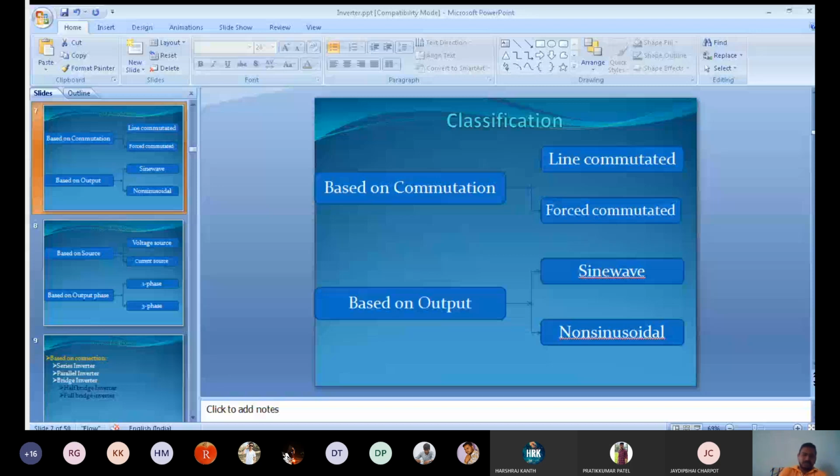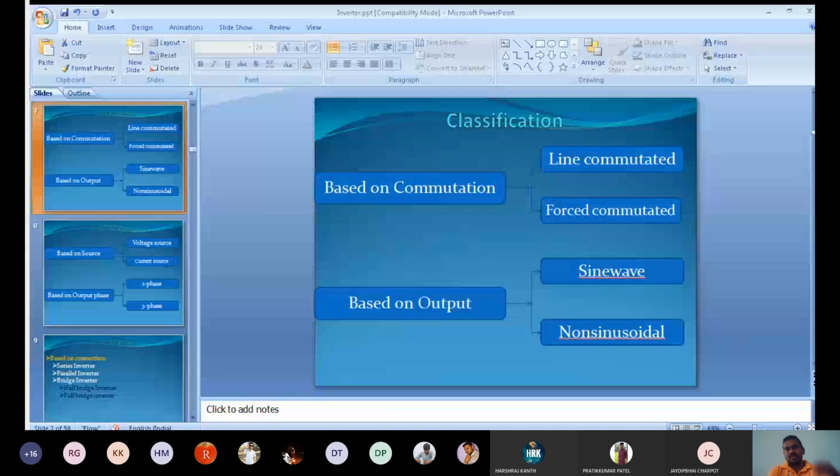Now we are discussing the topic of commutation. We already studied the chopper. In the chopper also SCR is used, and in the inverter also SCR is used. In both devices, chopper as well as inverter, SCR is used. Now the chopper works on DC, it is a DC to DC converter. We are studying this inverter, which is a DC to AC converter.